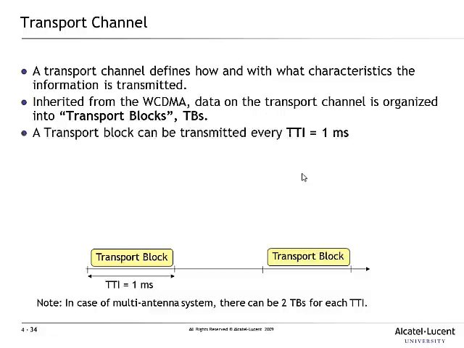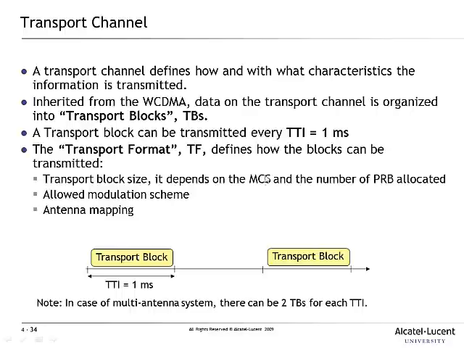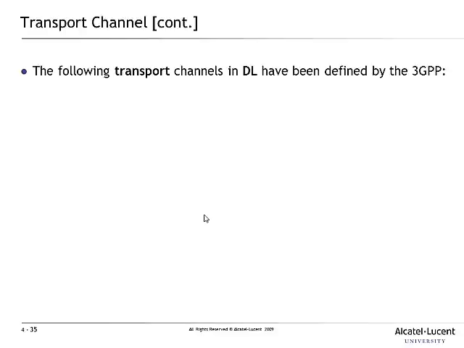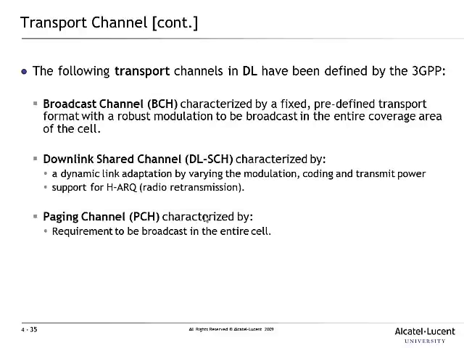A transport block is transmitted every 1 millisecond, every TTI. The format of the transport block depends on a number of factors: what modulation and coding schemes you have, the number of PRBs that were allocated, and so forth. In the transport channels, we have three important channels, and I'm just going to state what they are. I'm not going to go into the details of each.